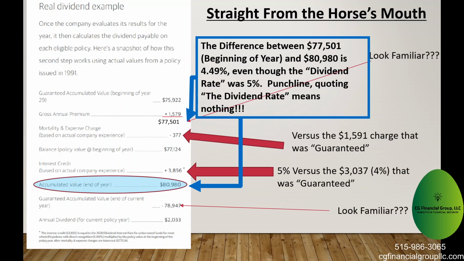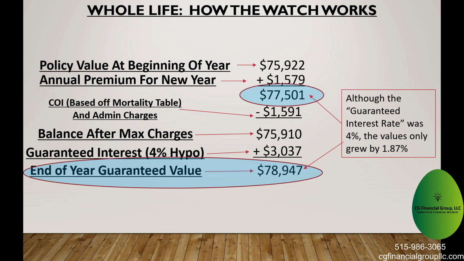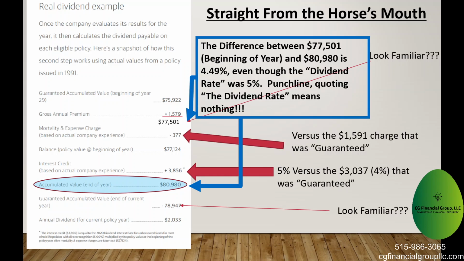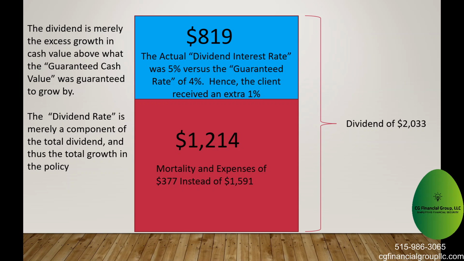So the difference between the guaranteed ledger that we talked about, which was $78,947 here at the bottom, and our $80,980 is $2,033. And thus our little bar chart here shows that 40% of that dividend for the year was made up of the extra credit that the insurance company gave the client because they had more favorable experience with their investments than just 4%. But 60% or so is the actual overcharging and refunding back of that overcharging to the client. That, folks, is how dividends work on whole life insurance.